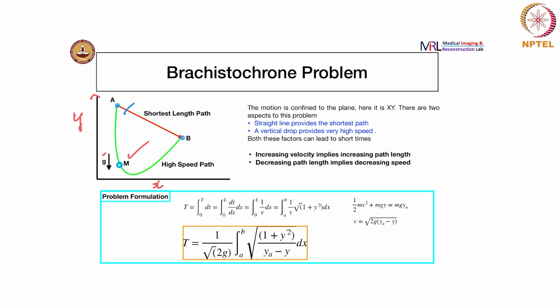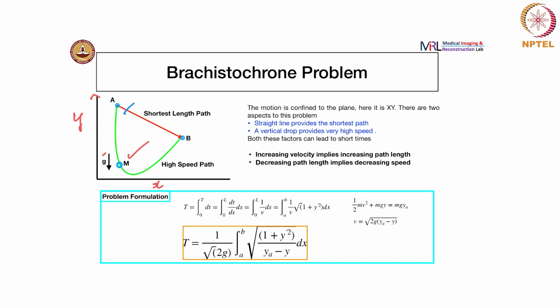But also think about the other way. If you let the particle drop quite a bit vertically, then it will gain speed, because it's motion under gravity. You are not giving it any extra momentum, you're just dropping it. So it will gain speed, and the time can be reduced because you have higher speed. But the problem with this approach is that you have a longer path.